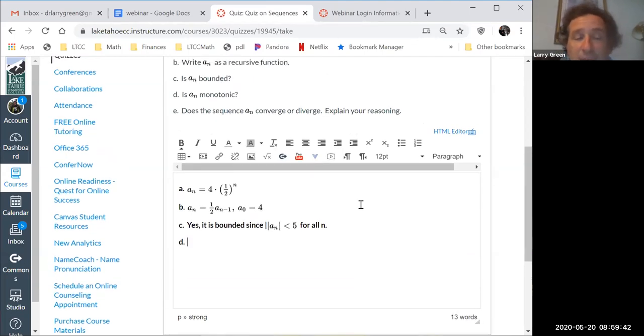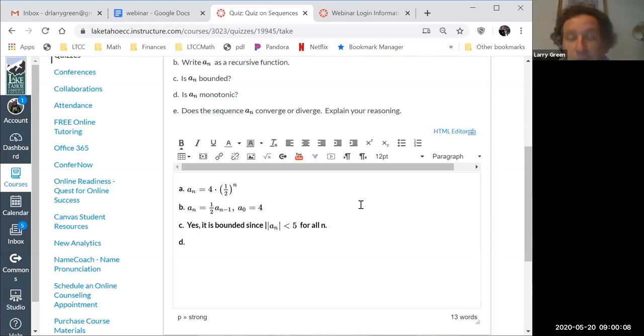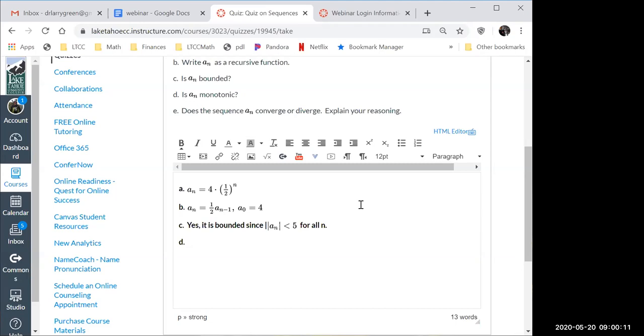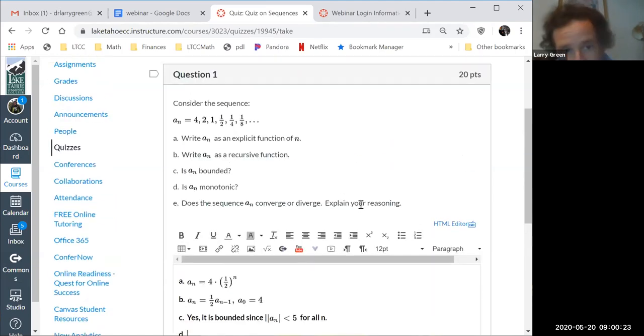Part D is, is a sub n monotonic? So what does the word monotonic mean? Isn't it like its domain doesn't ever change, or it always stays increasing or decreasing? So if it's always increasing, it's monotonic. If it's always decreasing, it's monotonic, right? Really close, except the range, not the domain. The domain always goes up because you go 0, 1, 2, 3, 4, 5. It's the range that needs to be decreasing. And in this case, if you look at the numbers, they go down, right?